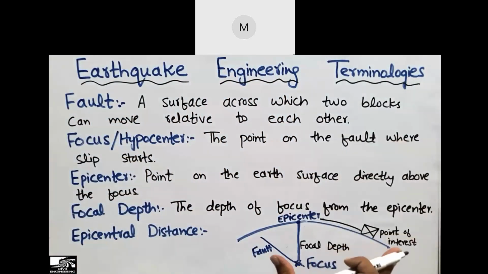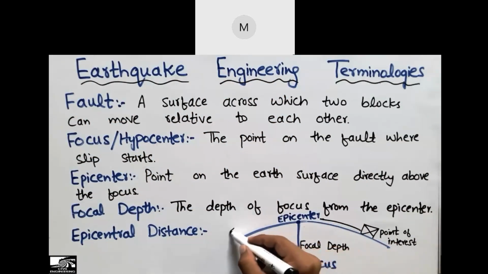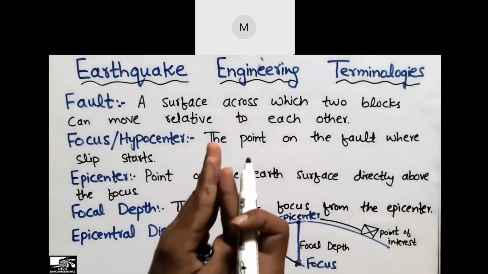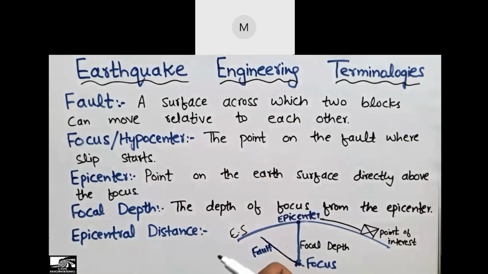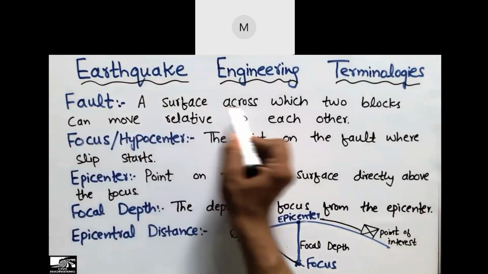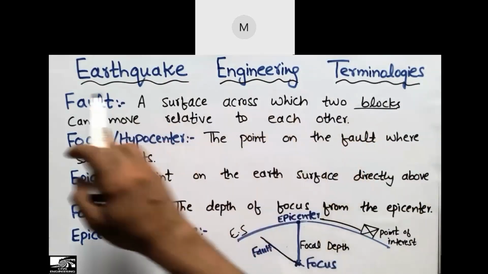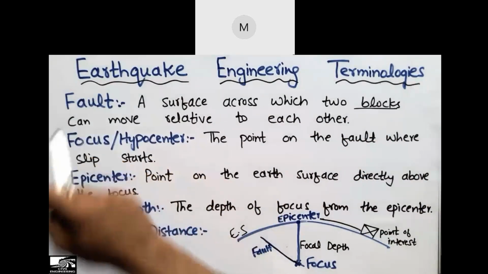So let's suppose this is the earth diagram. This is the earth surface. You can see here above is the earth surface, while below here is inside the earth. So this is the fault. You can see the fault line where the blocks can move against each other. The two rocks can move against one another, and due to the movement of these two rocks, what happens? The earthquake happens. So that's why this is known as the fault line. So a fault can be defined as a surface across which two earth blocks can move relative to each other, and due to this movement, the earthquake happens. So this was the fault.